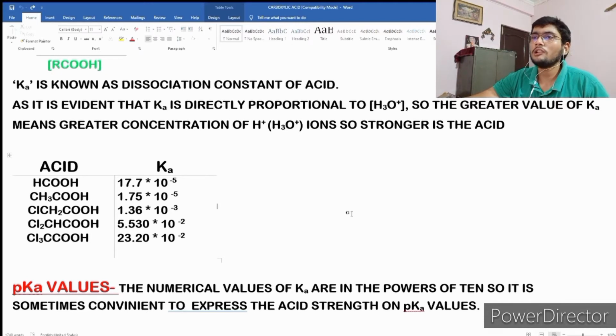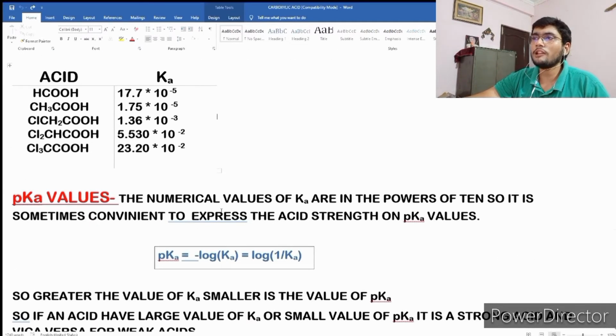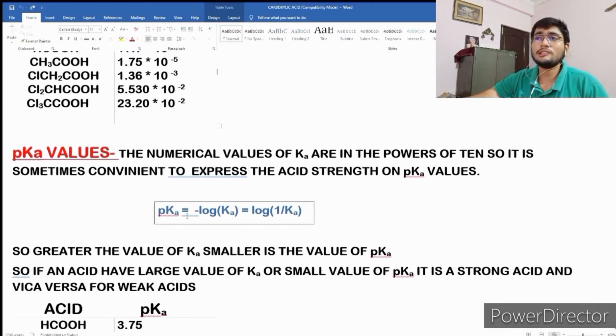Let us see how. The numerical values of Ka are in powers of 10, so it is sometimes convenient to express the acid strength in pKa values, as I have told you. So pKa is the negative log of dissociation constant. Now you can also write it like this, because according to the properties of logarithm, this minus can be placed here also as the power of -1. As the power of -1 means reciprocal, this can be written like this.